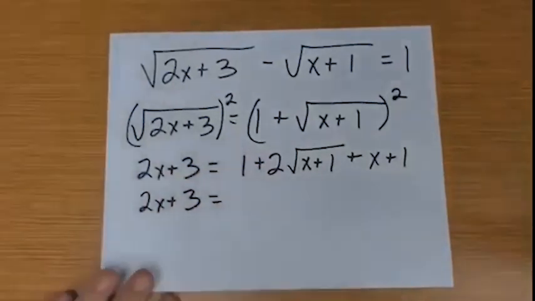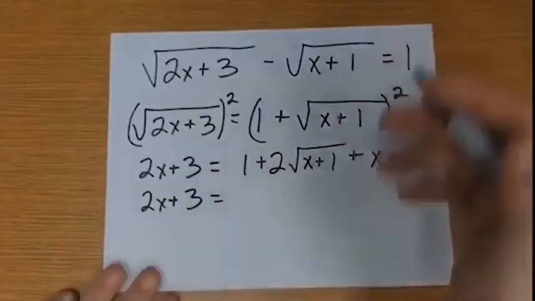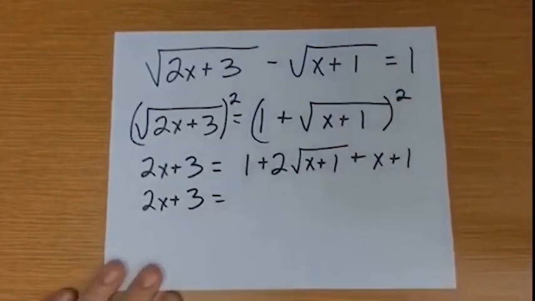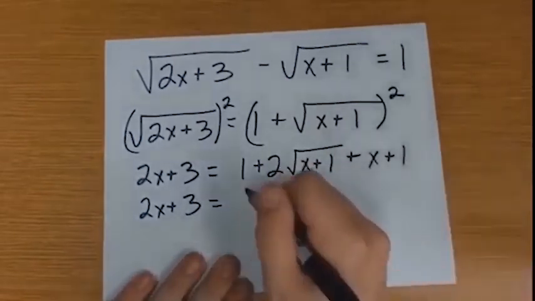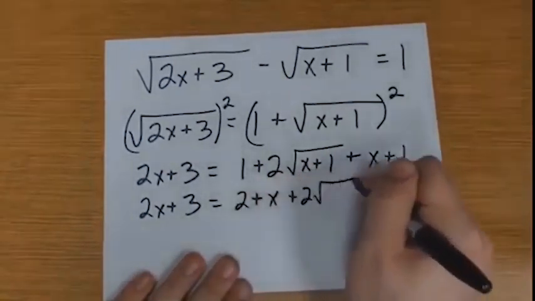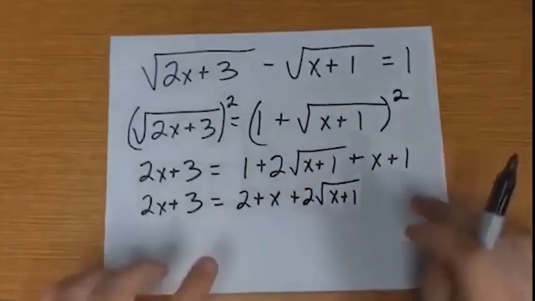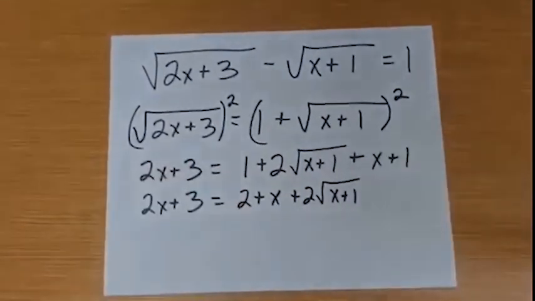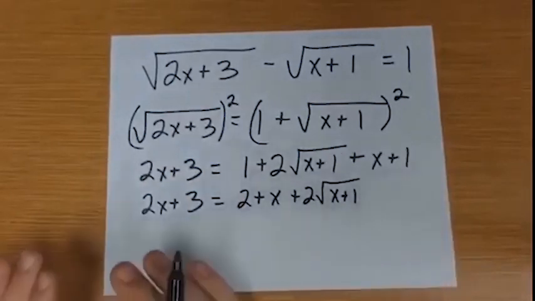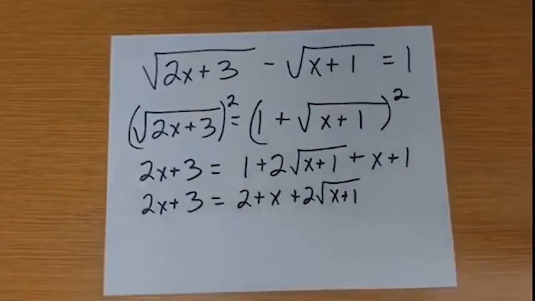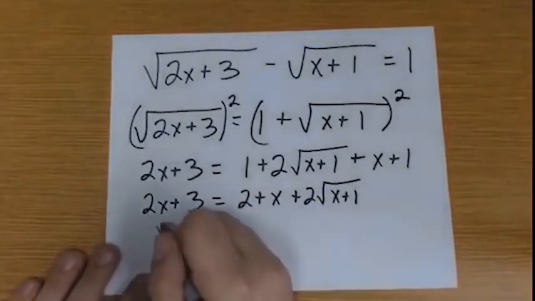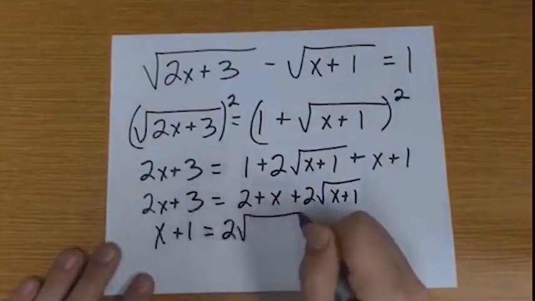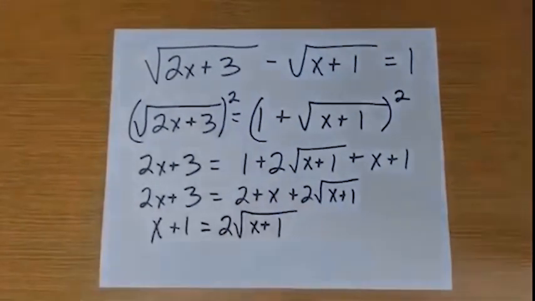So this is why we worked on squaring things like this in the radical section. Now here's the thing. When you have two radicals in the equation, you're going to get to a point where you still have a radical left because of how we square this. So once we combine all our like terms, 2 plus x plus 2 radical x plus 1, 1 plus 1 is 2. We're then going to get everything on one side, leave the radical on the other. So subtract the 2, subtract the x. X plus 1 equals 2 radical x plus 1.